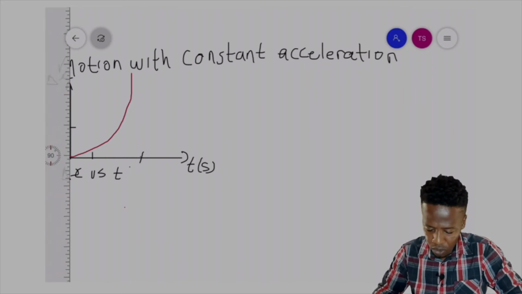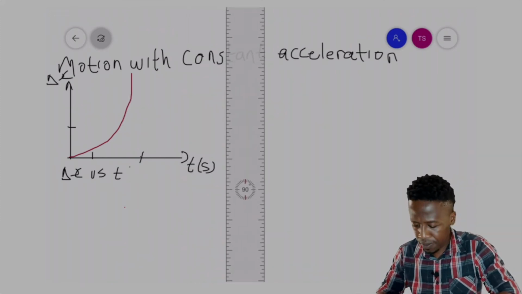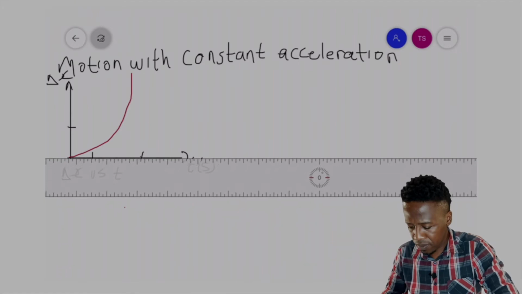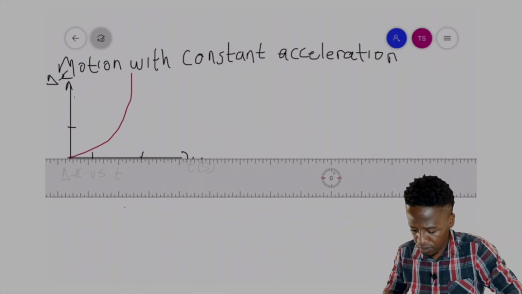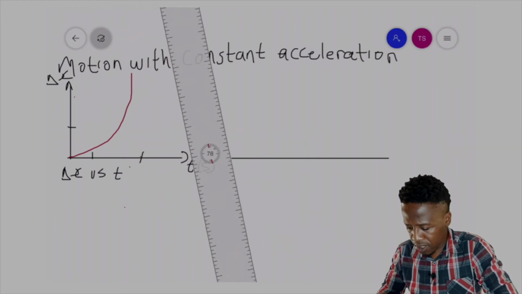Now moving on to our next graph, which is the velocity versus time graph.